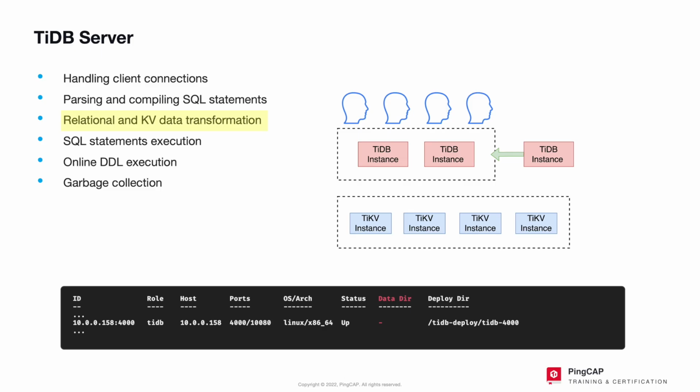Number 3 is relational and KV data transformation. Since data is stored on TiKV in the form of key-value pairs, there's a big difference between relational database tables, which have tables, indexes, and rows, and a key-value pair structure. If you want to execute SQL, you must be able to convert between relational data and KV storage.